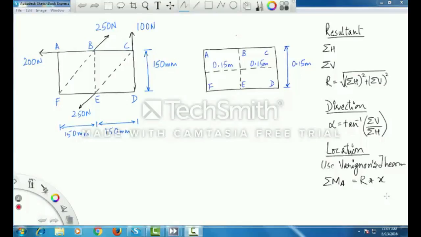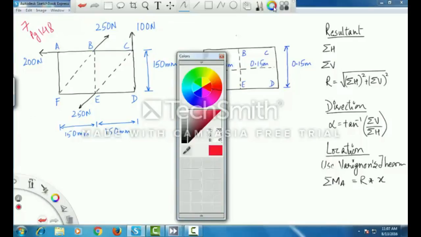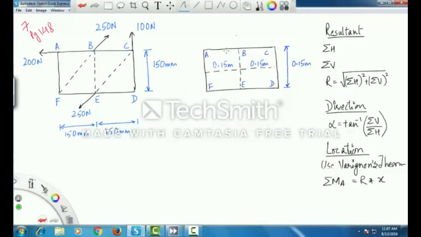Now this is the other problem that we have. Example number 7, page number 148. We have a rectangle A, B, C, D, E, F, with forces at A, B, C, and E. For all the inclined forces, the first step is to resolve the forces.